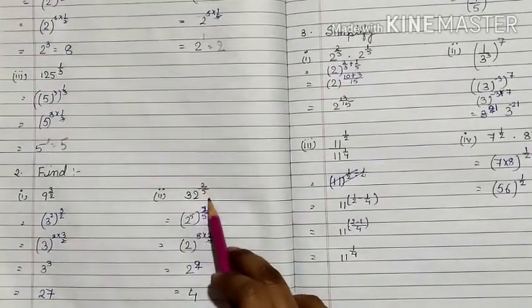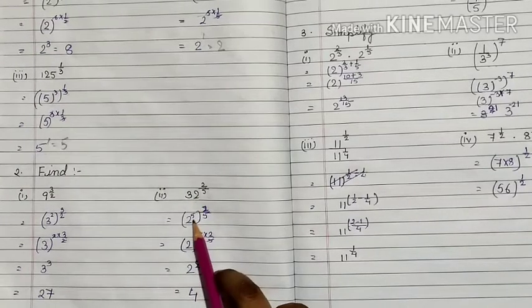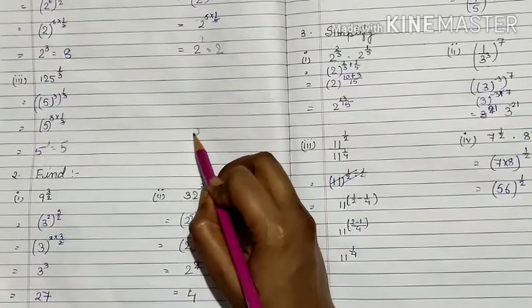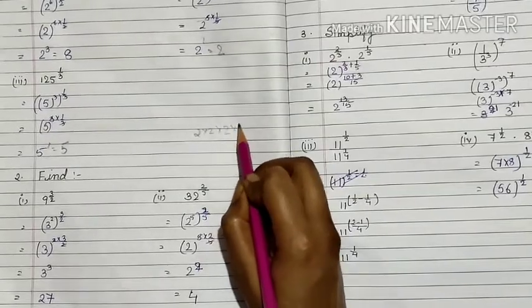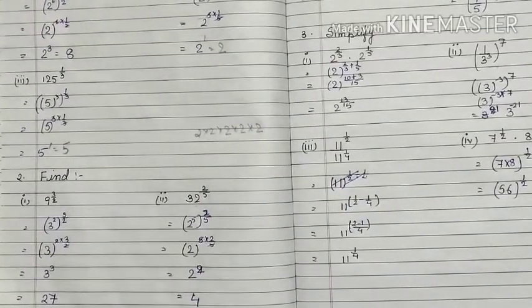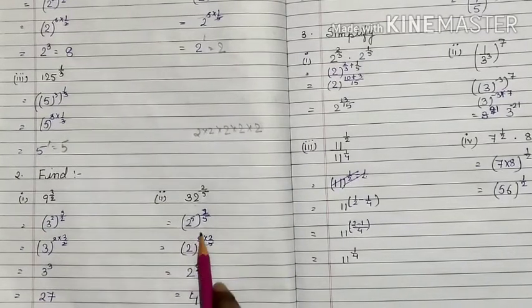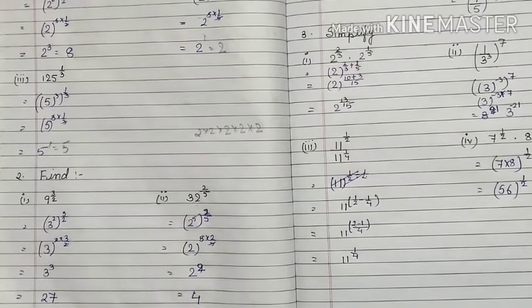Next, 32 to the power 2 by 5. 32 can be written as 2 to the power 5. So we can check also: 2 into 2, 4, 4 into 2, 8, 8 into 2, 16, and 16 twos are 32. So the 5s cancel, 2 to the power 2, then 2 twos are 4.